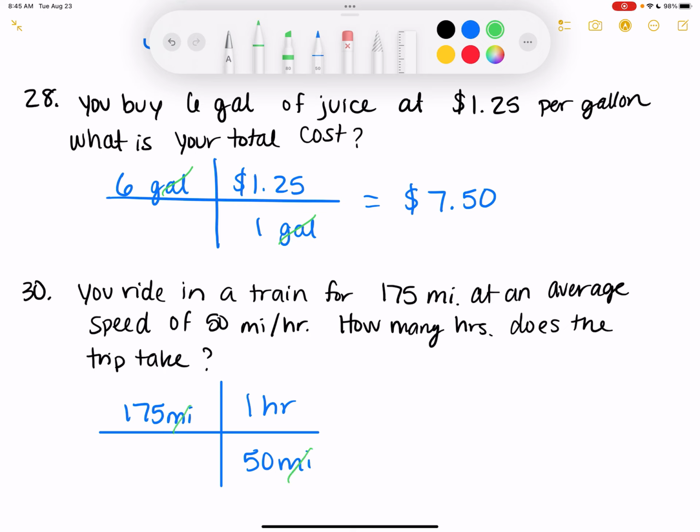When I set it up, I will always go through and cancel my units first before I start doing stuff with the actual numbers. Because if my units don't cancel to give me just the units that I want to be my final answer, I know something's wrong. So that'll help me to see that I need to flip something around. So 175 divided by 50 is what? 3.5. 3.5 hours. Always make sure you put units on these.